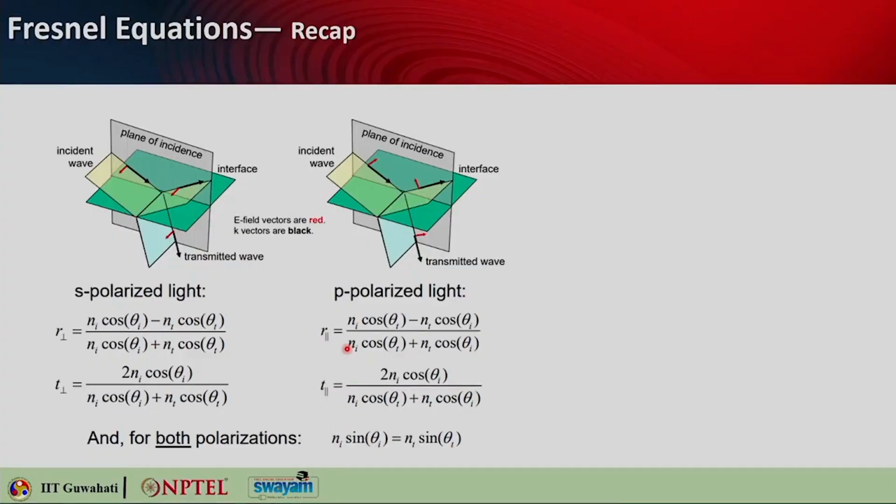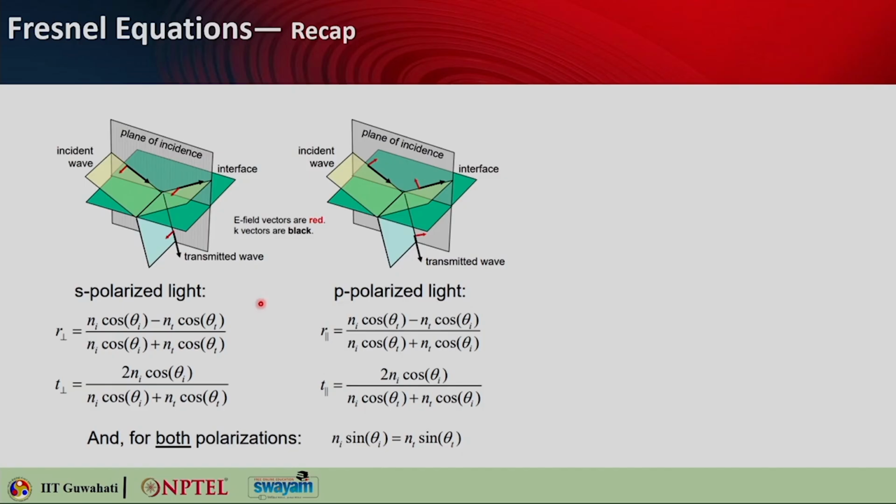So here is a quick recap of Fresnel's equation. If you remember from the last few lectures, we have discussed light falling on a particular interface between two different media. In that case, some portion of the light is getting reflected and some portion is getting transmitted. Now depending on the polarization state of the incident light, the amount of reflection or transmission will vary.